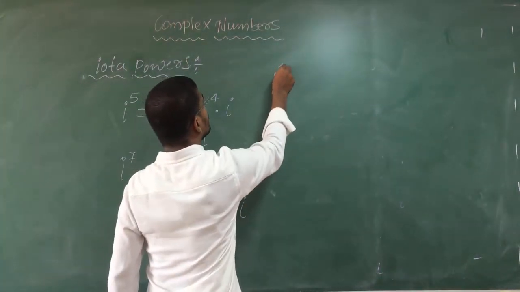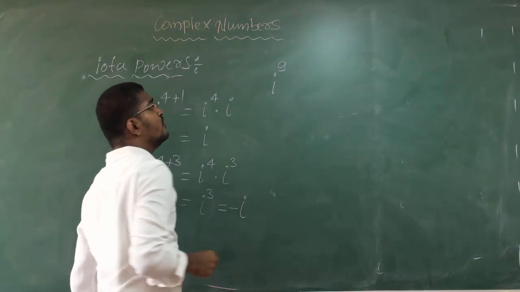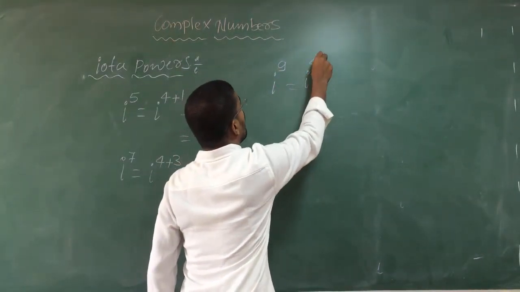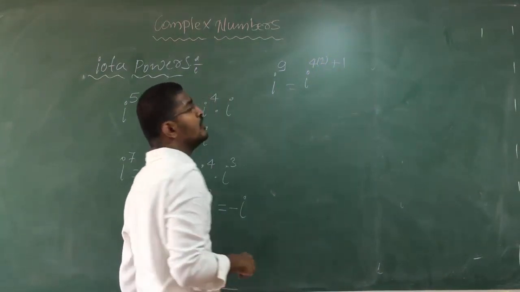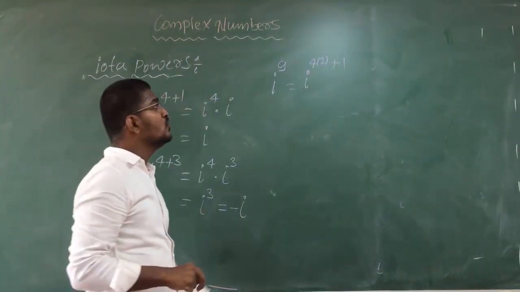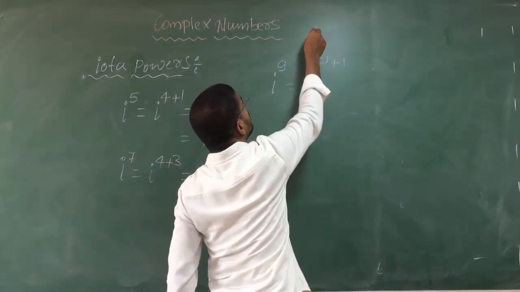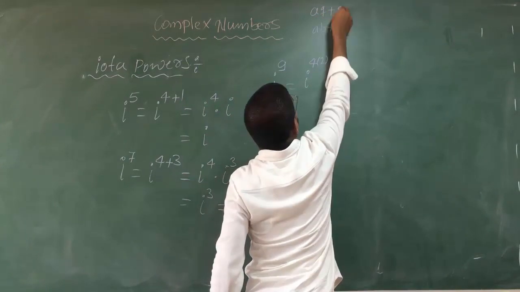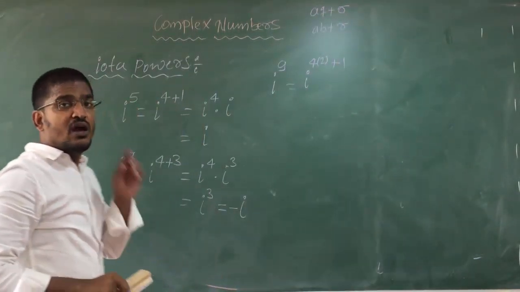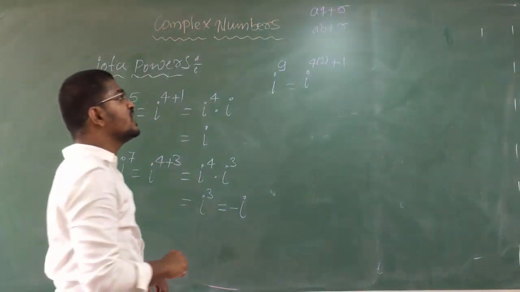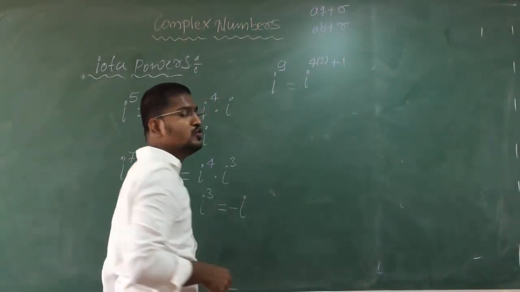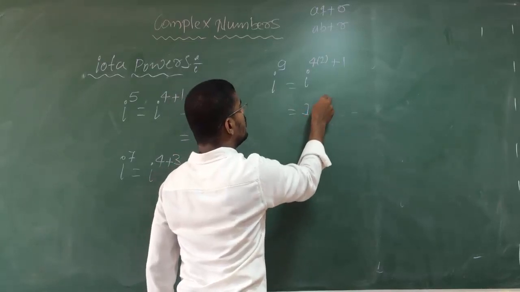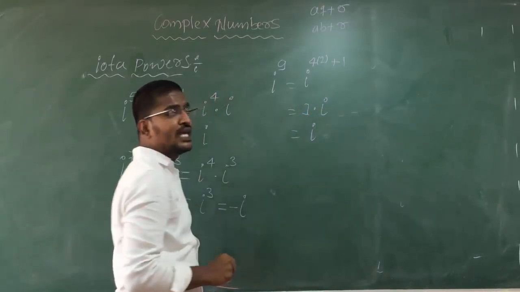Next, what is i to the power of 9? Very, very important. What is i to the power of 9? i to the power of 4 into 2 plus 1. I think you know this in the form of a = bq + r, the Euclidean algorithm. Clear? From the Euclidean algorithm you can write it as 4 into 2 plus 1, that is 9. So this will be 1 into i. So the answer will be i.